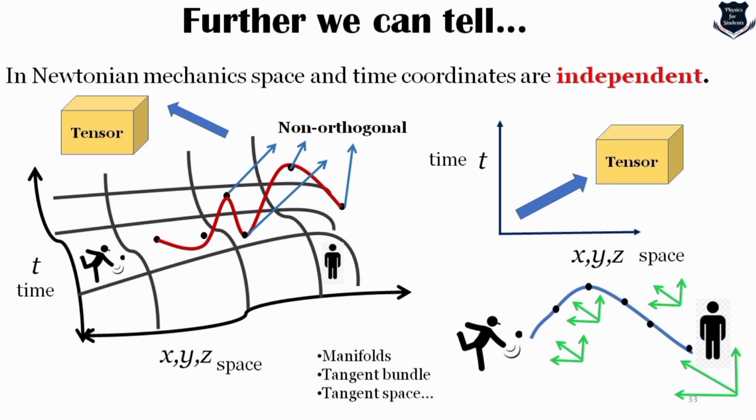That is why those manifolds, tangent bundles and tangent spaces, which we discussed in the earlier video, come into play. Because everything is now on curved space, we cannot measure it using Euclidean orthogonal directions. So that is how it happens.